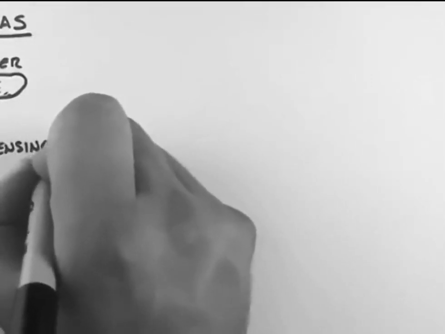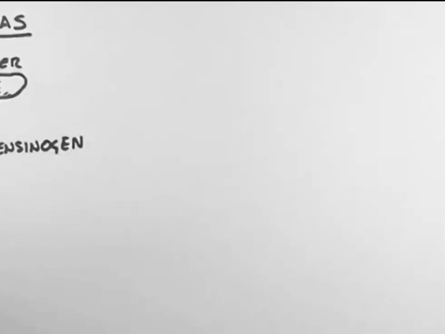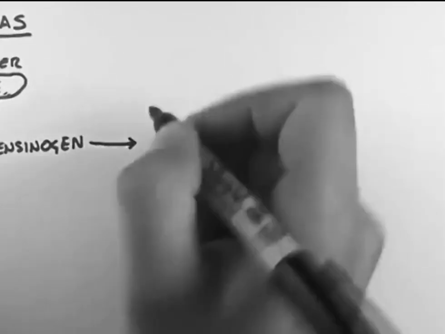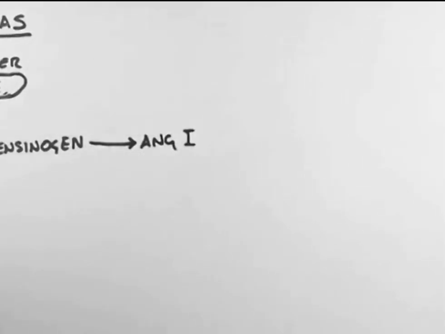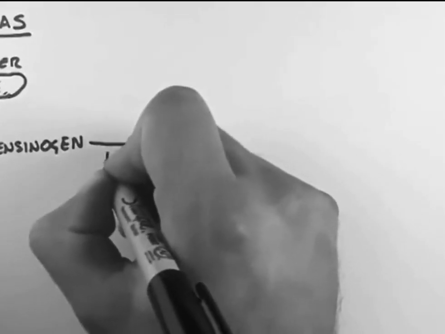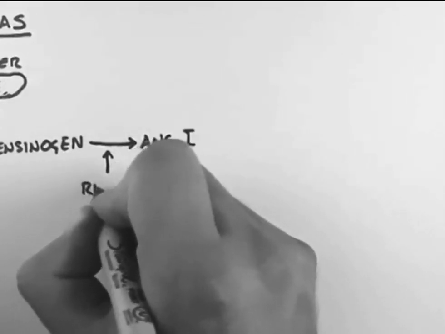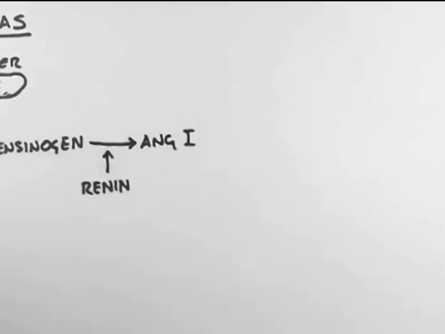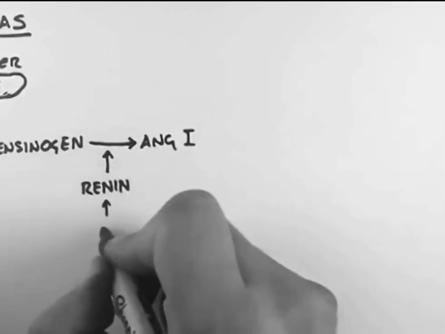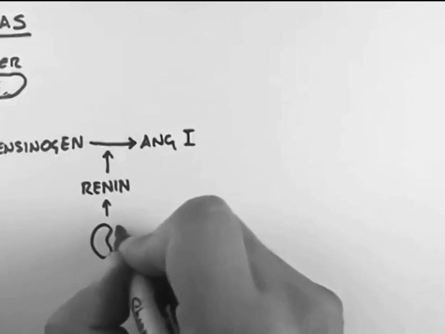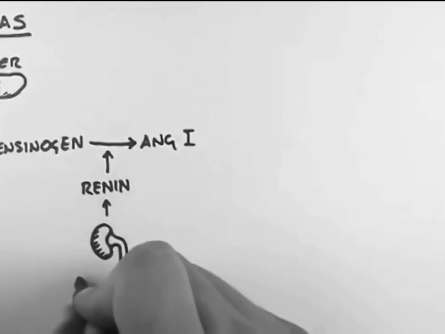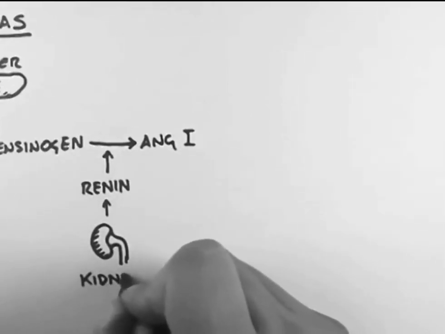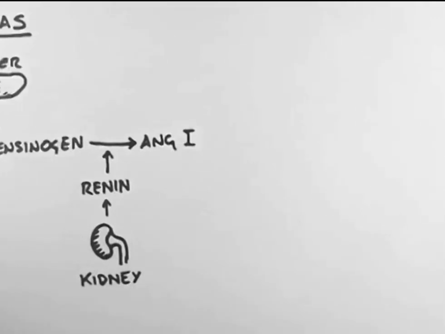And the liver produces a pre-enzyme called angiotensinogen. And this gets converted into angiotensin 1. And this occurs through the action of renin, which is an enzyme released from the kidney. And the kidney releases this due to low fluid volume moving through the nephrons.